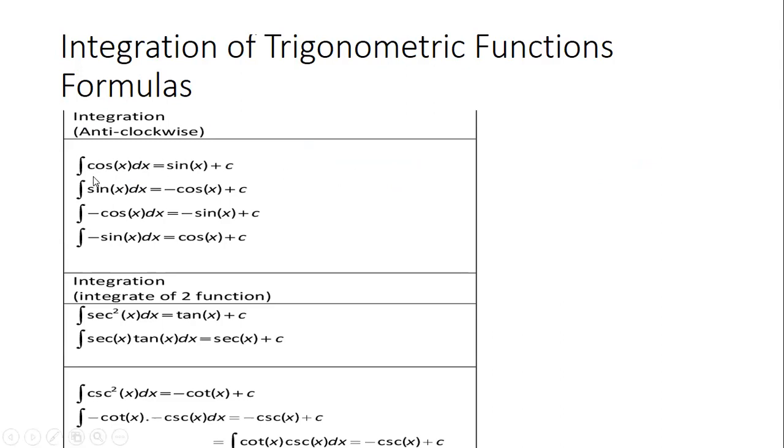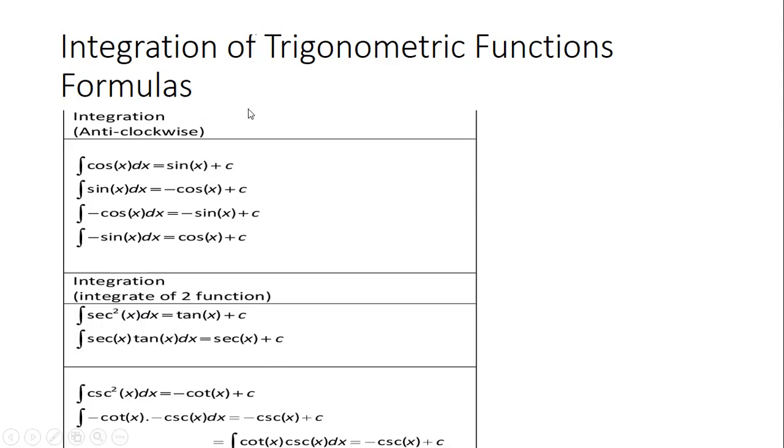We have here the integral of cosine x dx, which is sine x plus c, and the integral of sine x with respect to x, which is negative cosine x plus c. So it's the negative counterpart. The integral of negative cosine x is negative sine x plus c, and the integral of negative sine x is cosine x plus c. So here are some trigonometric integration formulas.